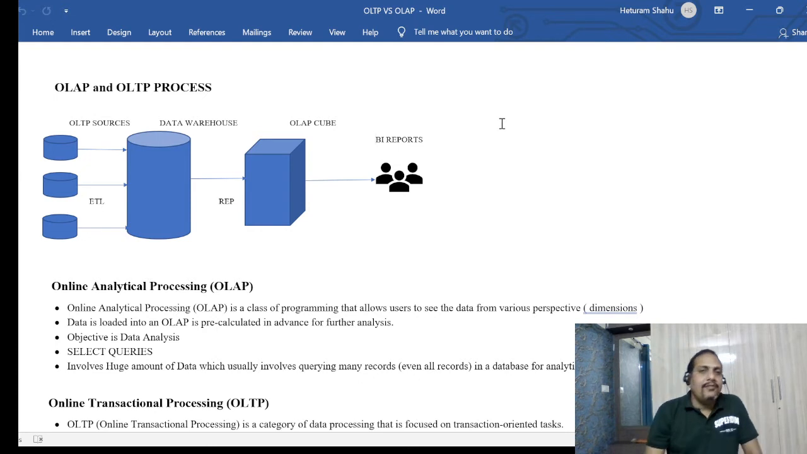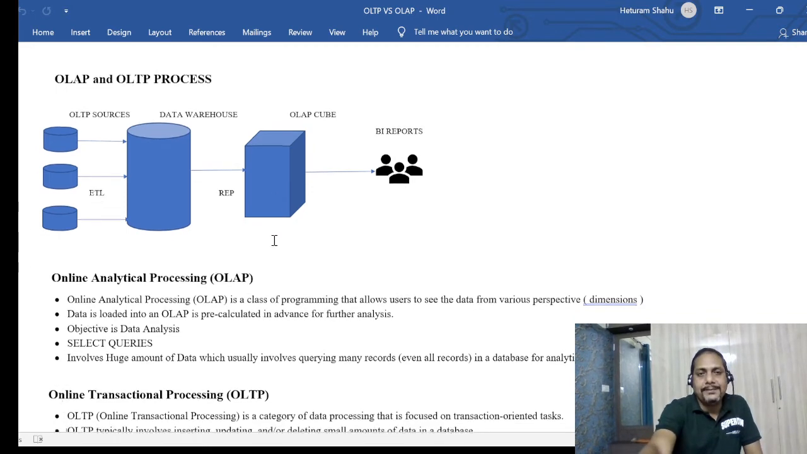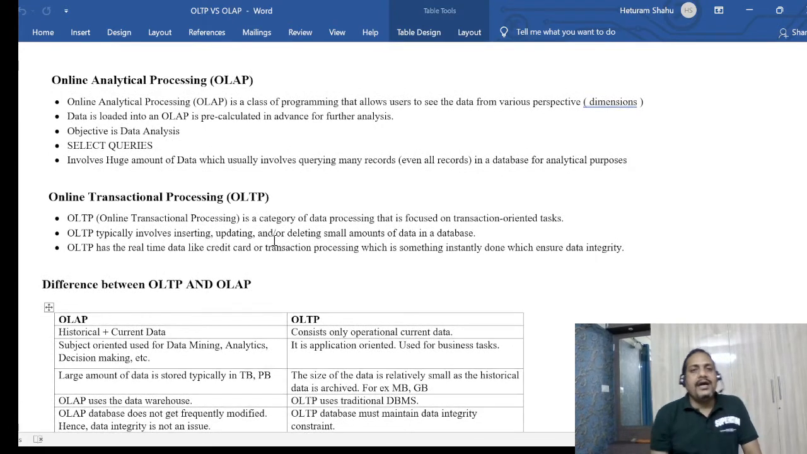Now let's look at the definitions. As we discussed OLTP first, let's go to OLTP first. What is OLTP? As the name suggests, it is online transactional processing. What is the use of it? It is basically used for data processing, because it is for the business process. Every day this processing will be happening, so it is more transactional in nature, right?